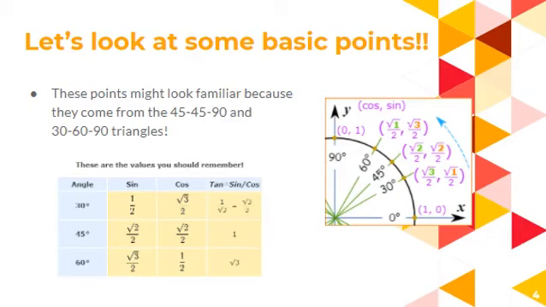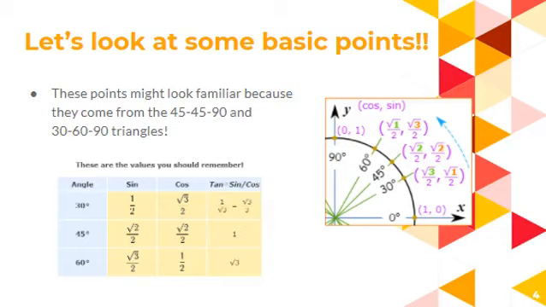So, Heba, why don't you tell us about some points? Well, these basic points are points that you probably already know, because these points might look familiar because they come from 45-45-90 triangles and 30-60-90 triangles. So on the table, you'll see an angle 30 degrees has a sine of 1/2 and a cosine of radical 3/2. And for angle of 60 degrees, the sine is radical 3/2 and 1/2. So basically they switch. And then for a 45 degree angle, you see radical 2/2 and radical 2/2 for both sine and cosine. So this is for quadrant 1.